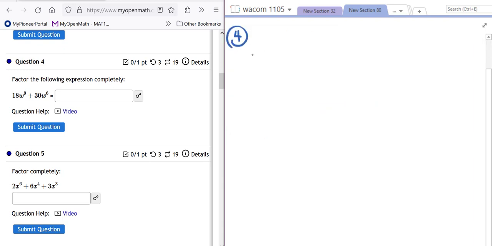Right, 4. So we have 18w to the 9th plus 30w to the 6th. All right, so 18 and 30. 18 doesn't go into 30, so we have to go lower than 18. Well, there is a 9 in 18, but that doesn't work. A 6 is going to work. Now this one's a little harder, but that's what goes into both. And then we can do a w to the 6th.